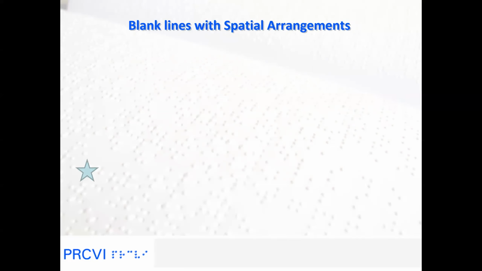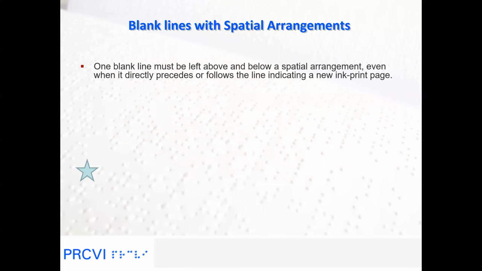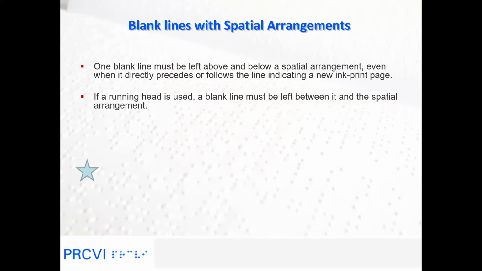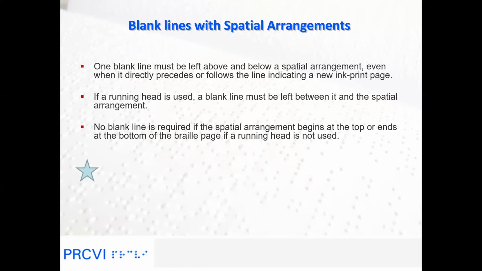Blank lines with spatial arrangement. One blank line must be left above and below a spatial arrangement, even when it directly precedes or follows the line indicating a new ink print page. If a running head is used, a blank line must be left between it and the spatial arrangement. No blank line is required if the spatial arrangement begins at the top or ends at the bottom of the Braille page if a running head is not used. Note, the blank line can be replaced with the numeric passage indicator or terminator.